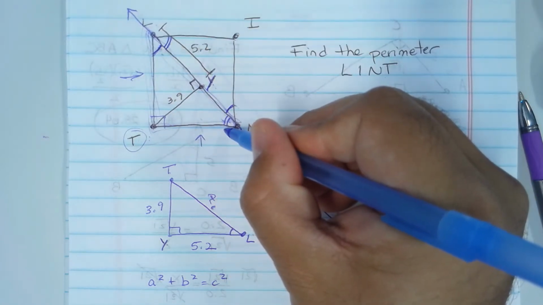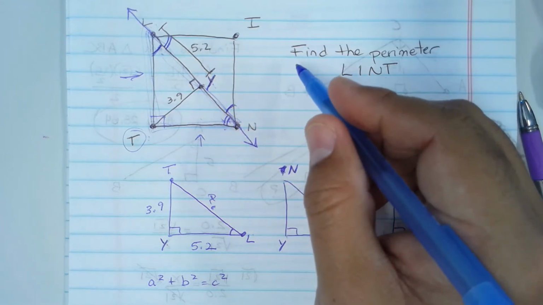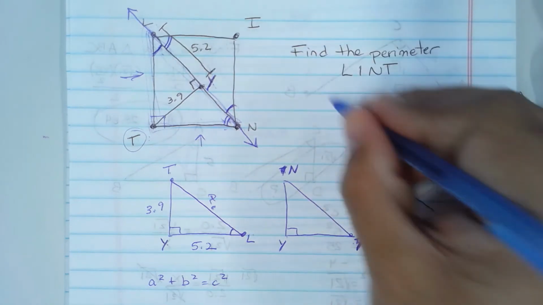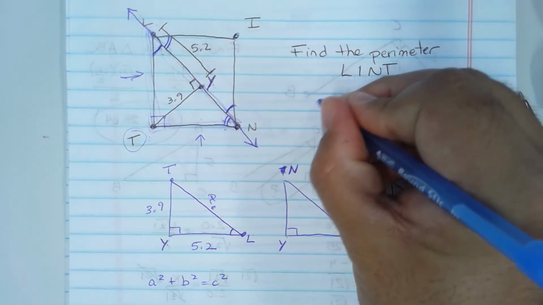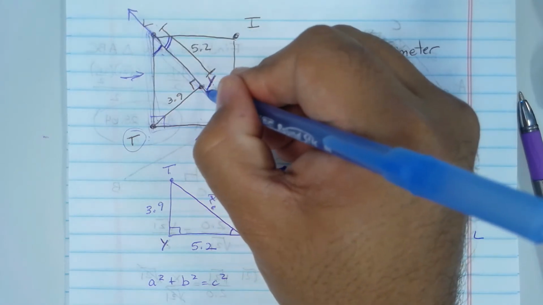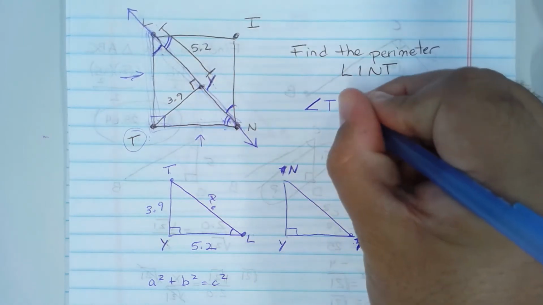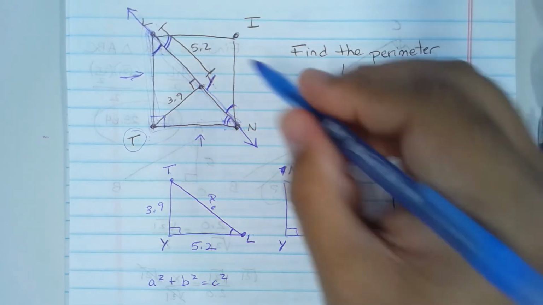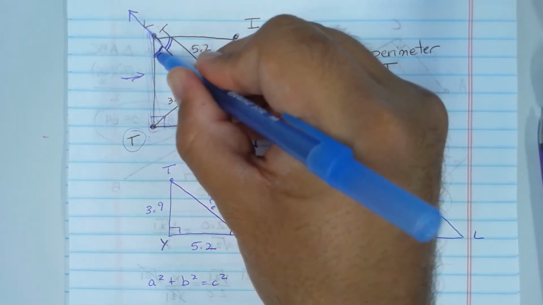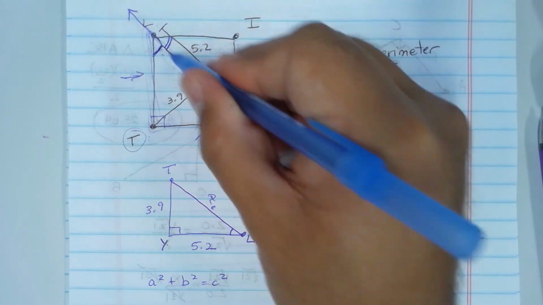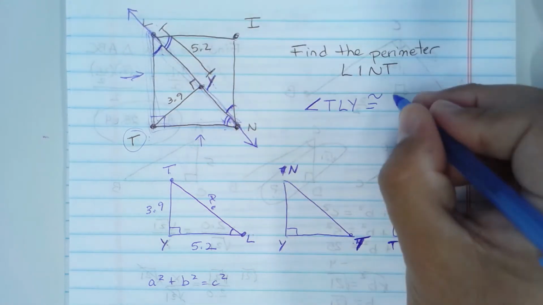I'm confused, Mr. Christian. Okay. Let me see if I can make this better. Let's break it down right here. Angle TLY is congruent because we said this right here is the same thing as this one here, right? Why? Because they're what? Alternate interior angles. So we're going to go ahead and say L and I.